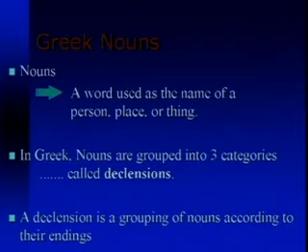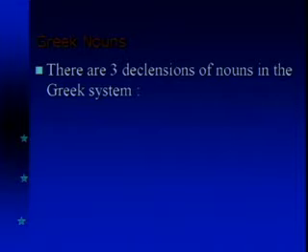We're not going to learn all of these together. You'll be happy to know. We're going to learn them in stages, and we're going to start with at least one of them today. But a declension is a grouping of nouns according to their endings. Okay, let's look at these 3 declensions just at least to set our sights on where we're going, and then we'll come back to really settle in one of those declensions today.